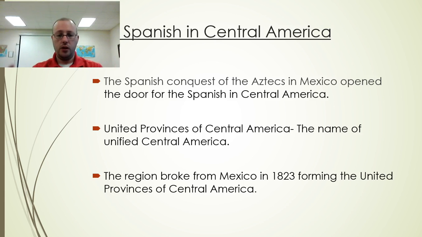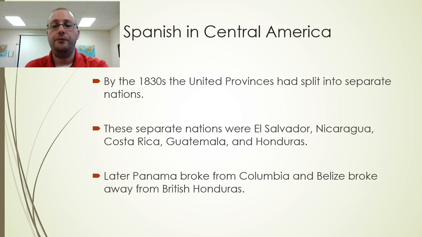And so the United Provinces of Central America is the name of the unified Central America. The region broke from Mexico in 1823, forming the United Provinces of Central America. By the 1830s, the United Provinces had split into separate nations. These nations were El Salvador, Nicaragua, Costa Rica, Guatemala, and Honduras. Later, Panama broke from Colombia, and Belize broke away from British Honduras.